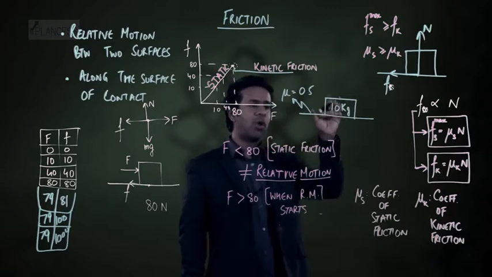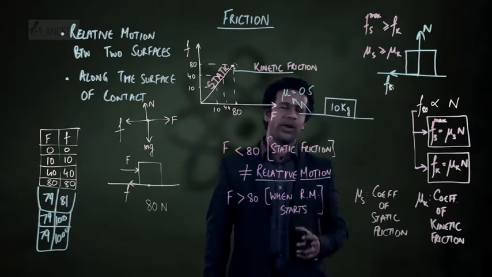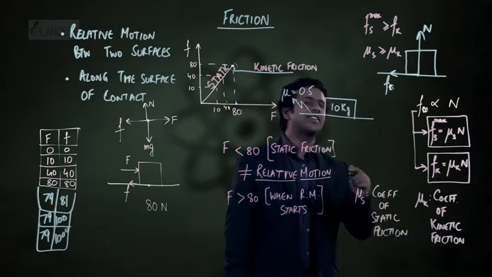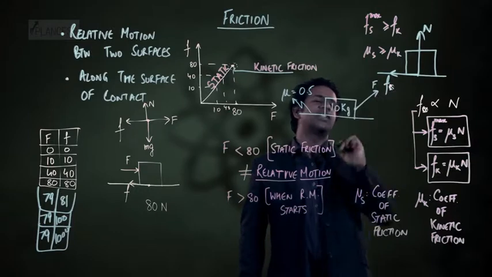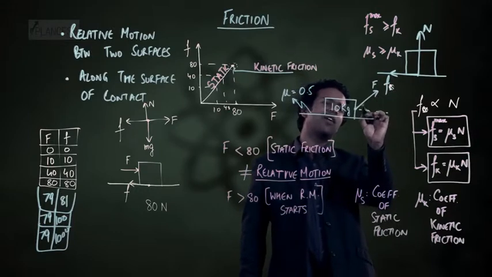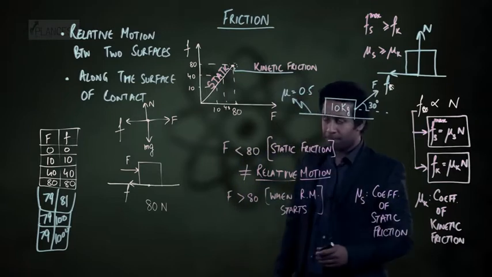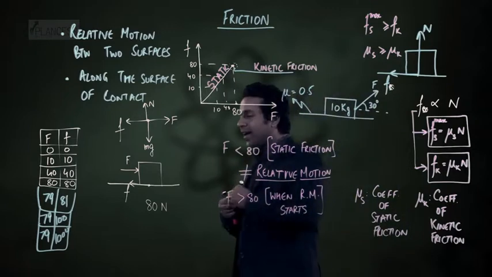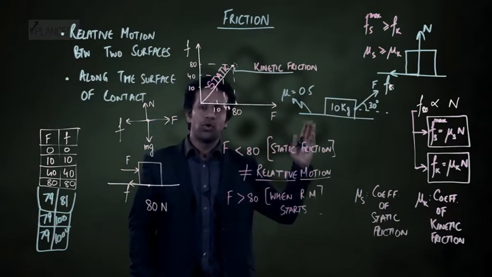So this block is lying on a surface which has a coefficient of friction of 0.5, and this is acted upon by a force F which acts at an angle of 30 degrees. Right. So what we have to find is the minimum value of F for this motion to start.